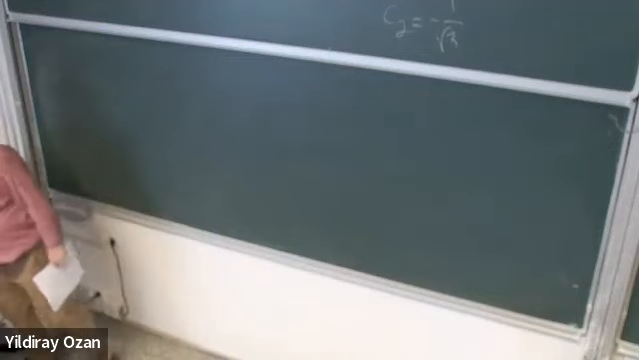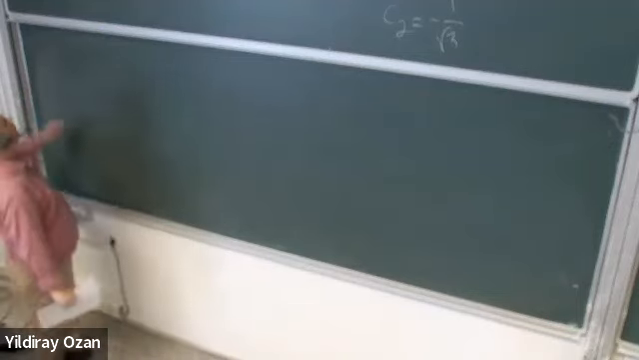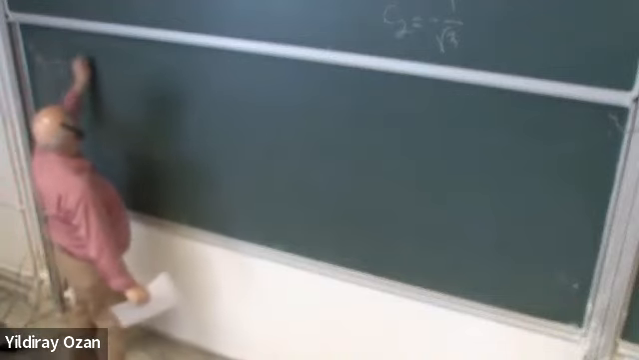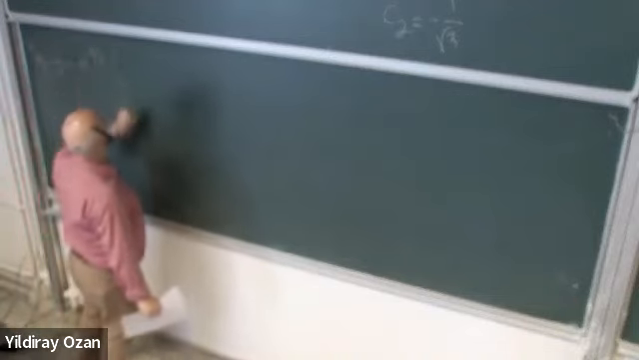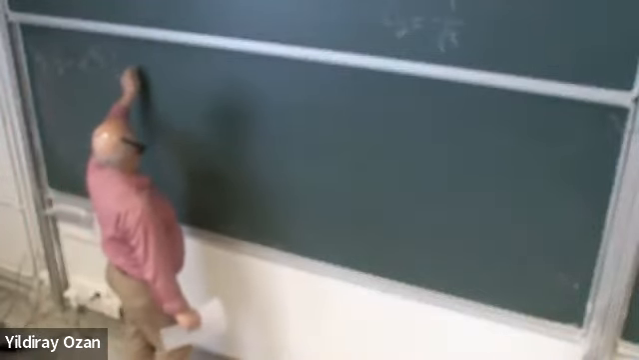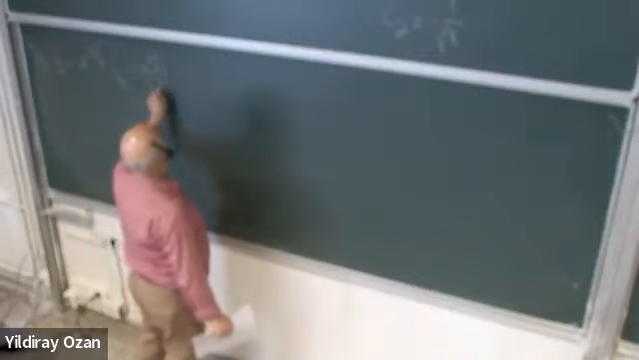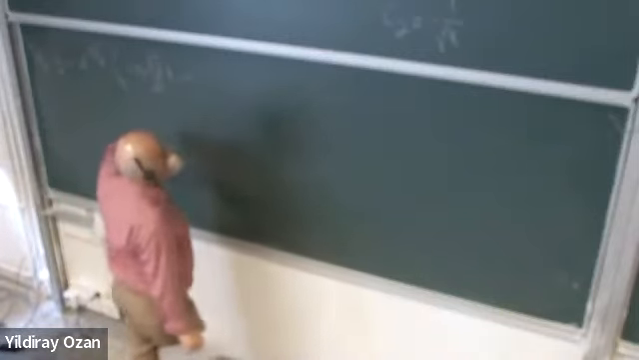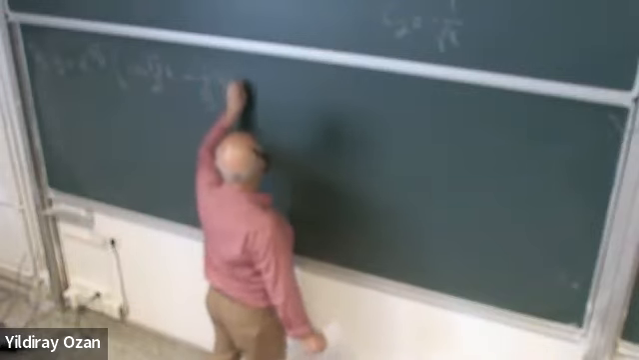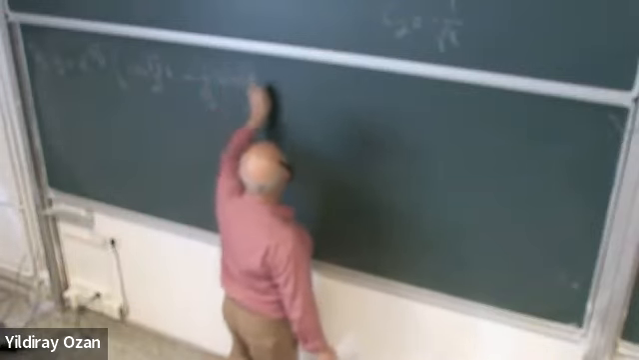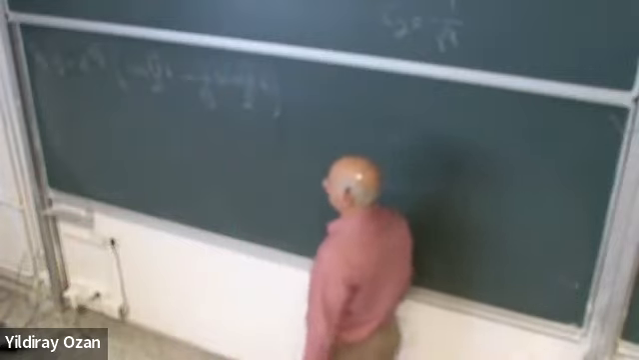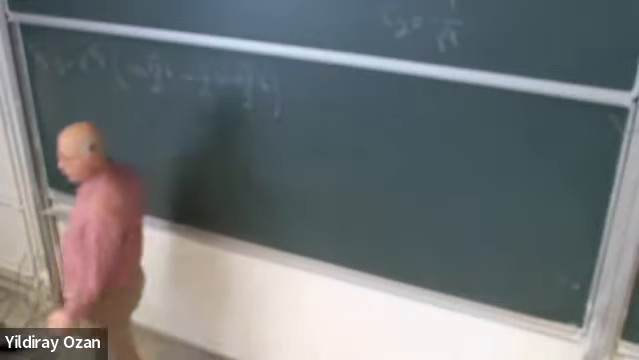So what happened then? The solution: y is e to the power minus t over 2, where C1 is just 1, so cosine root 3 over 2 t minus 1 over root 3 sine root 3 over 2 t. Okay, so that's the solution. Okay, unique solution.